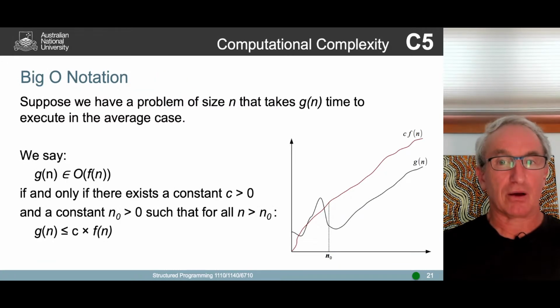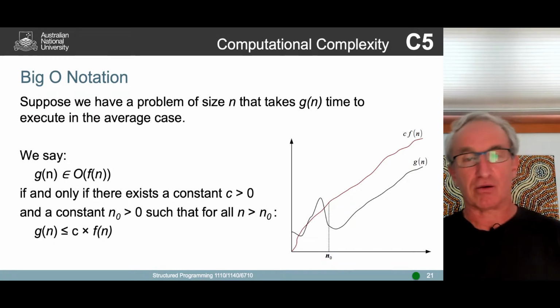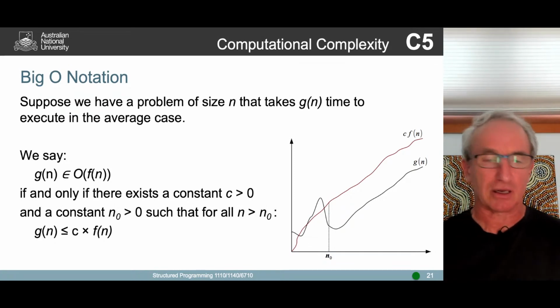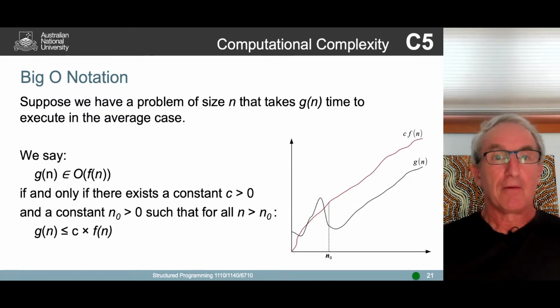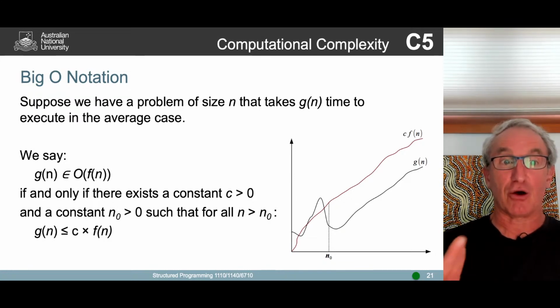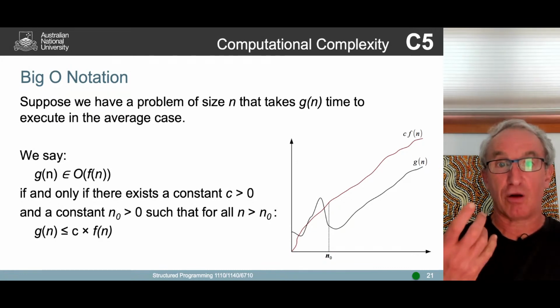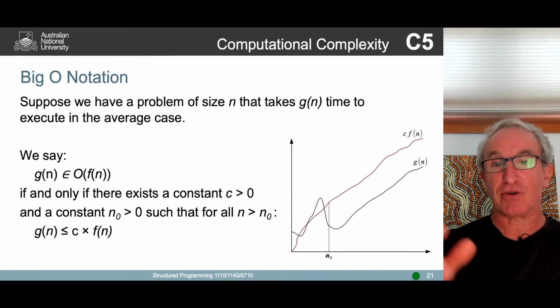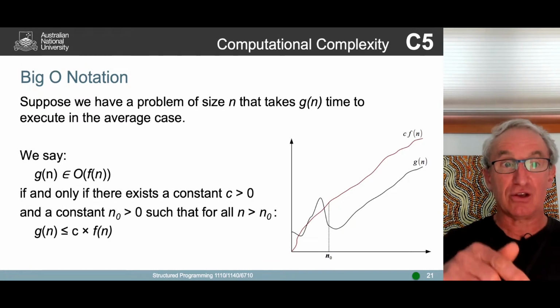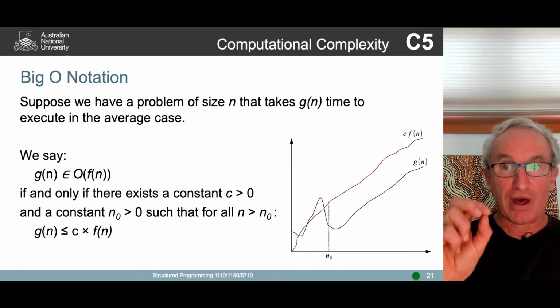So now let's have a look here. We've got a graph here. Big O notation is something you're going to learn repeatedly in computer science if you haven't already touched it. But it's a way of expressing the order of the scale of the problem. Big O notation is about the scale of the problem, and we can say if we have a problem of size n that takes some function g of n time to execute in the average case, then you can say that that function g of n.